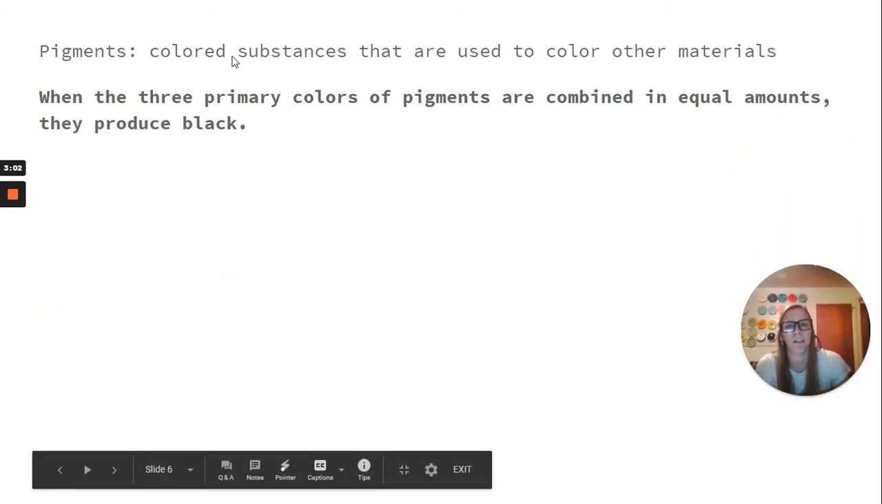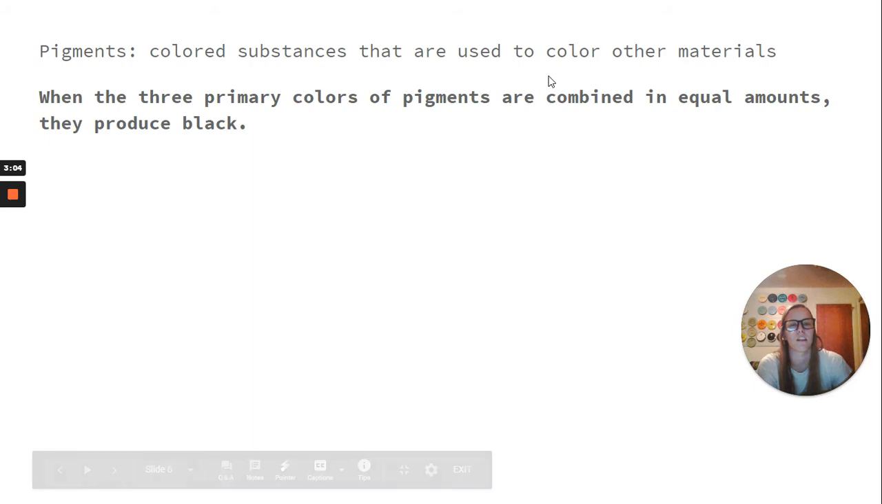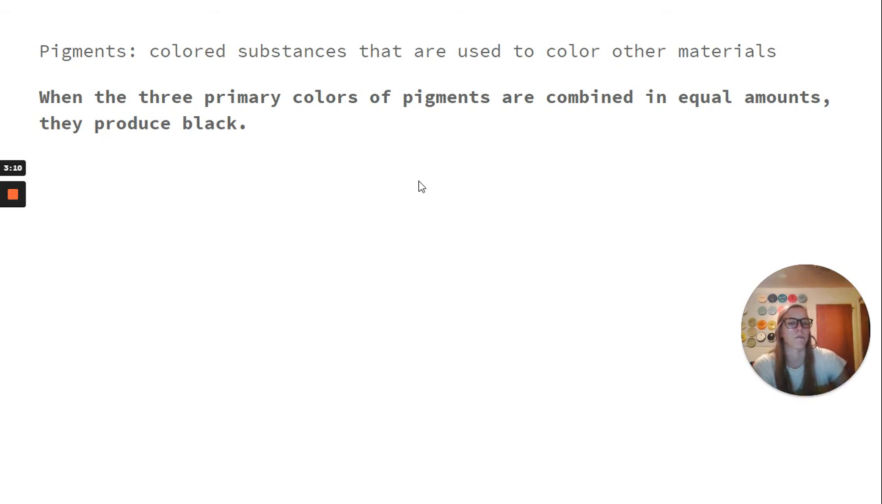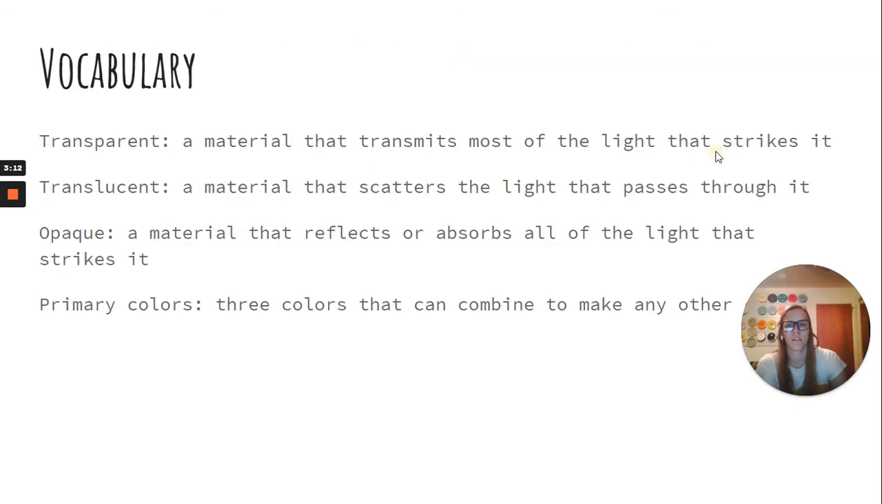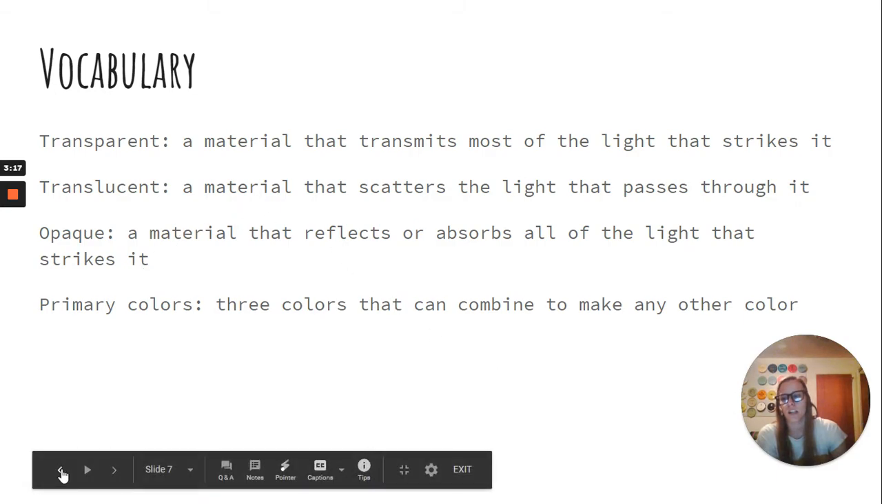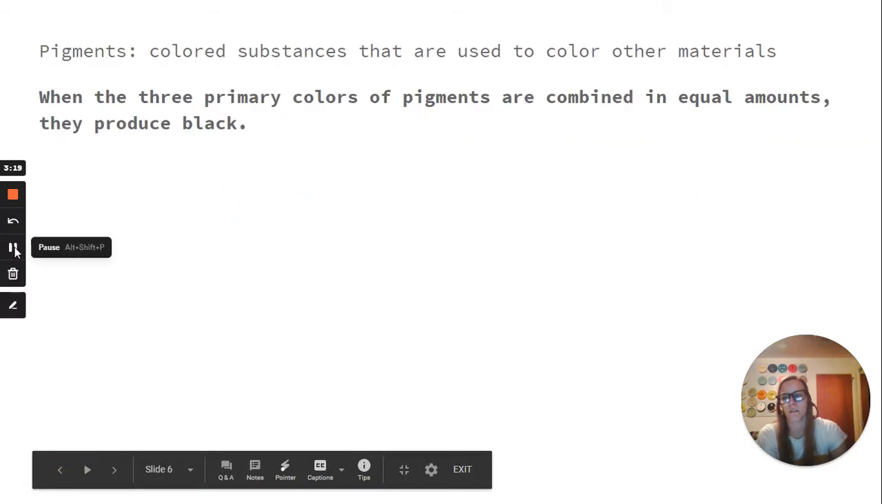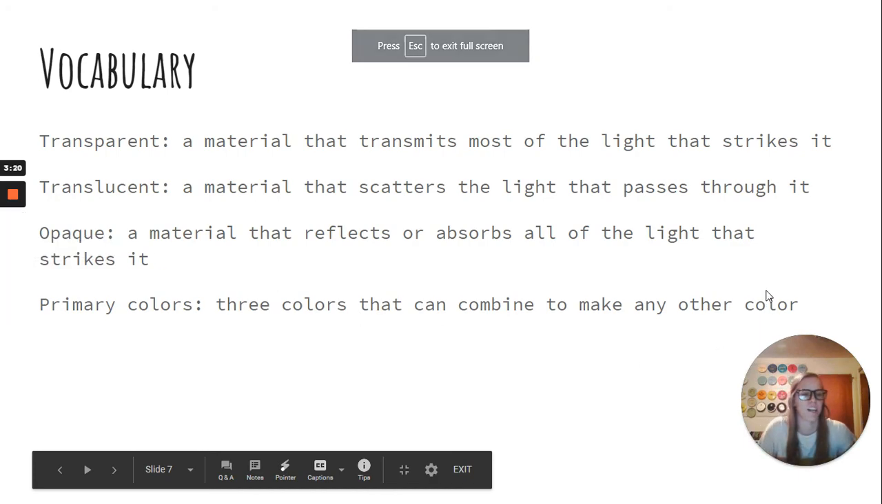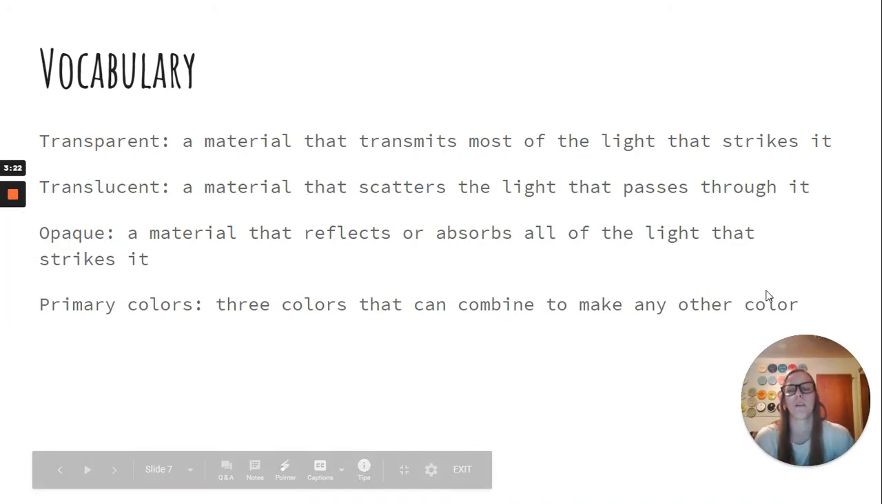So then we have pigments, colored substances that are used to color other materials. When the 3 primary colors of pigments are combined in equal amounts, they produce black. So our vocabulary words, and actually that should include pigments also. I'm sorry, it does on the next slide because I had so many I had to put 2 slides.